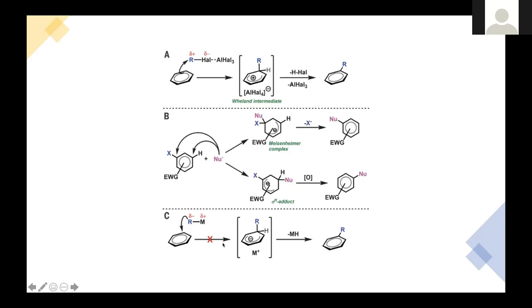And then as for figure C, that's basically what I was saying earlier. You can't have just a regular nucleophilic attack because the negative charges repel each other.